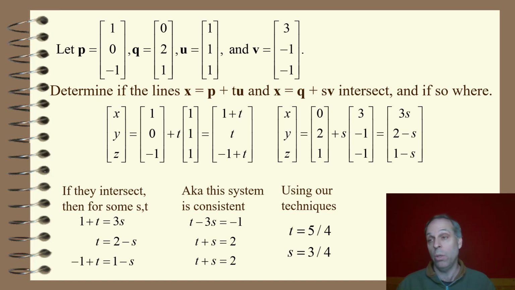In this case, you get only one answer: t is 5/4 and s is 3/4. If you plug t equals 5/4 into the first line, you'll get a point, and that point is the intersection between these 2 lines.